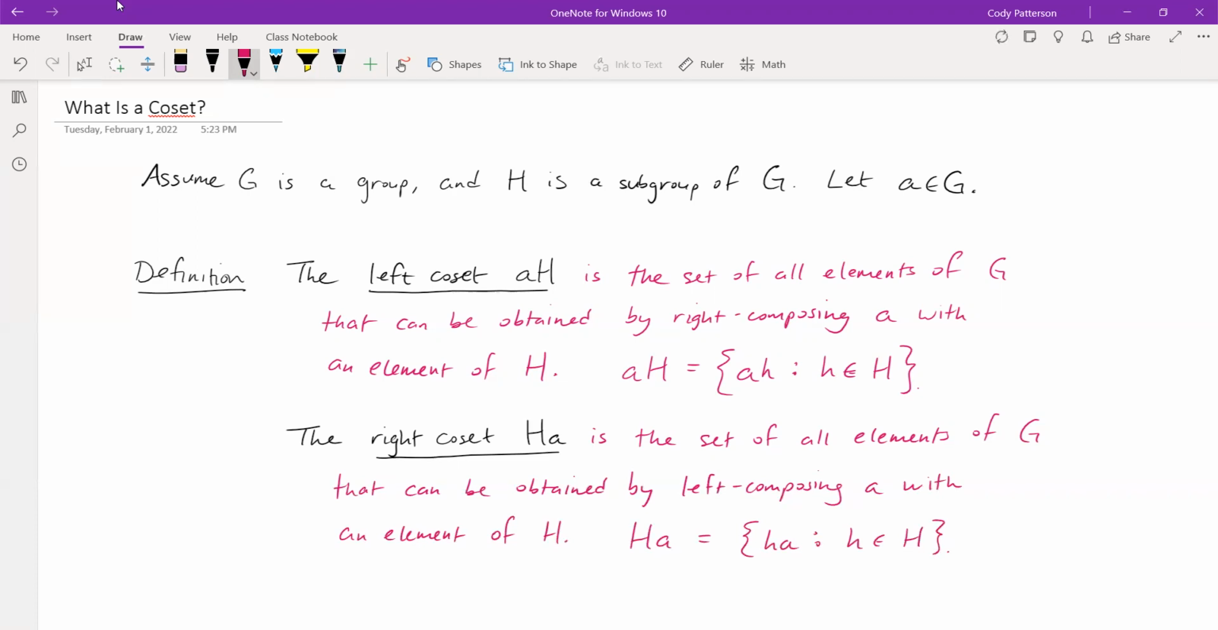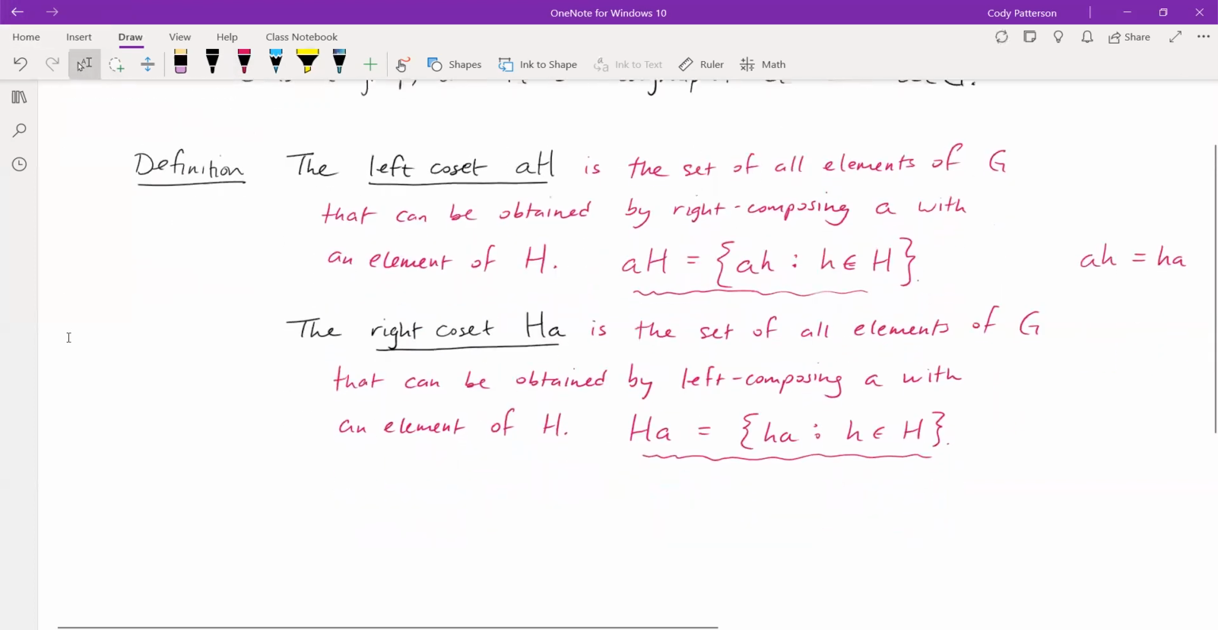Okay, and one thing that you'll probably notice pretty quickly here, these definitions are quite similar to each other. What makes them different is which side of A that subgroup element goes on. But if we're in an abelian group, these are going to be the same thing, because in an abelian group, AH is the same thing as HA anyway. But in a non-commutative group or non-abelian group, left cosets and right cosets may be quite different. And that's where quite a bit of difficulty with cosets sometimes comes from.